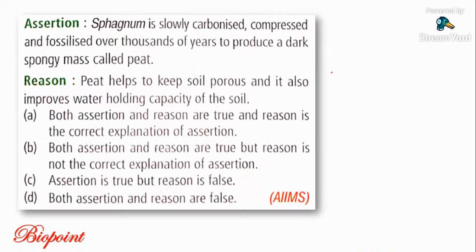Next question. Assertion: Sphagnum is slowly carbonized, compressed, and fossilized over thousands of years to produce a dark, spongy moss called peat. Reason: Peat helps to keep the soil porous and it also improves the water holding capacity of the soil. 10 seconds to answer this question. Answer in the chat box fast.